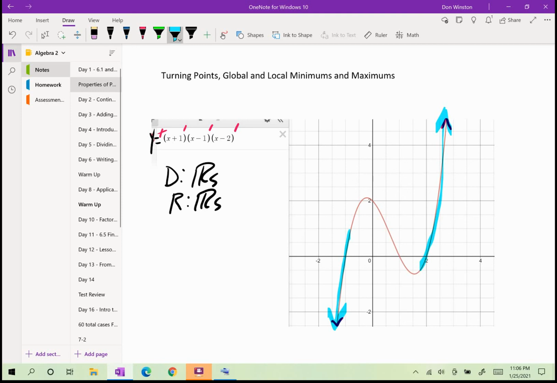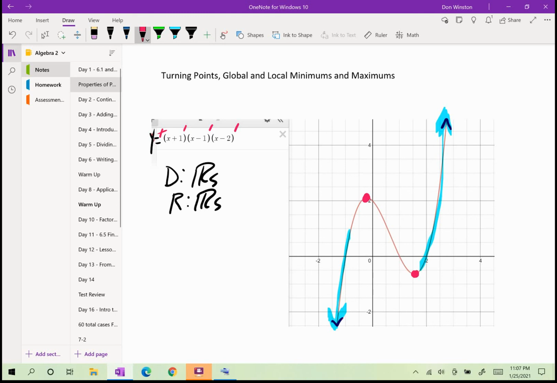Okay. Now, what about global and local minimums or maximums? A global minimum or maximum is the highest or lowest point on that graph. There's no point higher than or lower than a global minimum or maximum. So for this graph here, I don't have any global minimums or maximums because that graph just keeps going up and up and up. I don't have any. But I do have a local maximum, and that's right there. And I also have a local minimum.